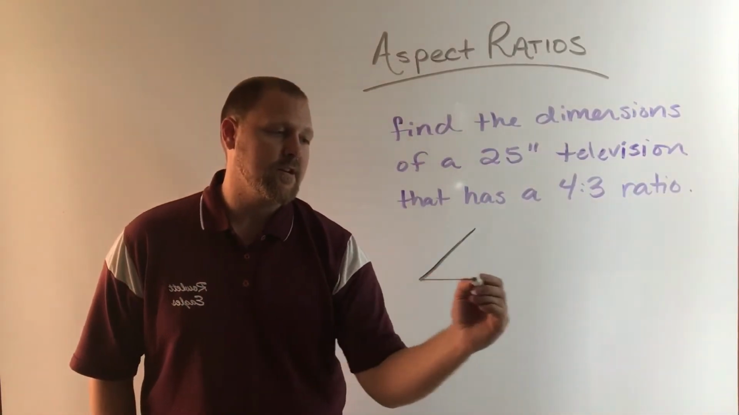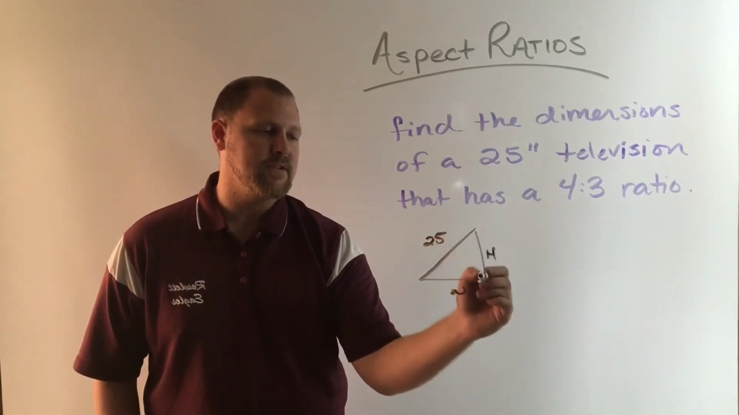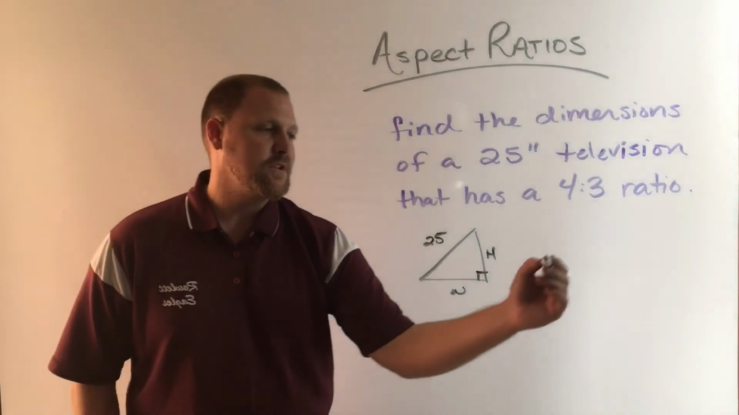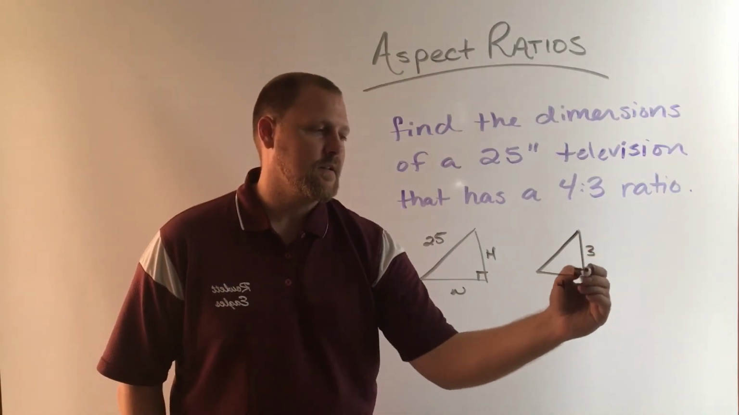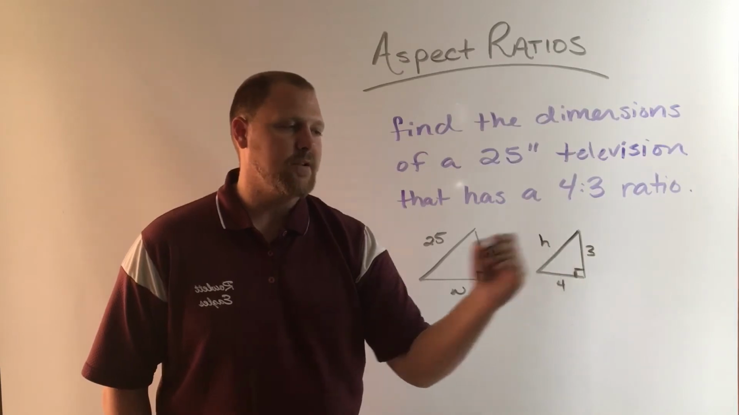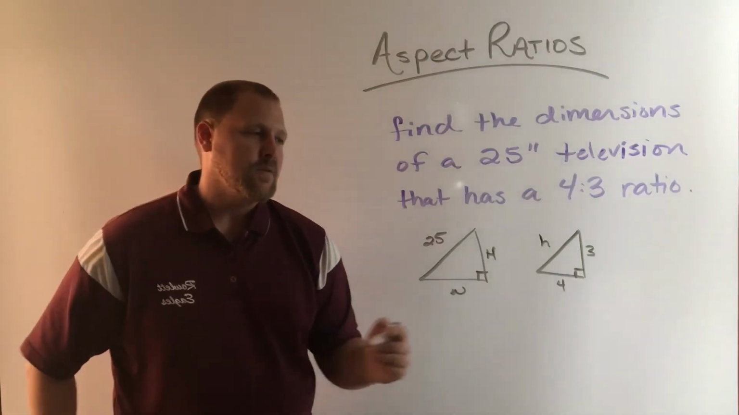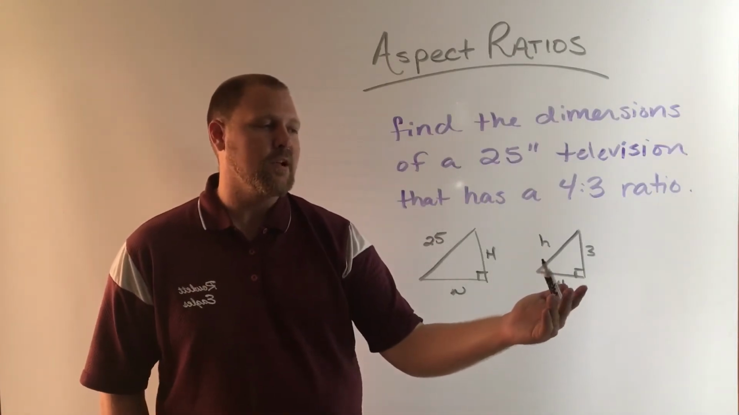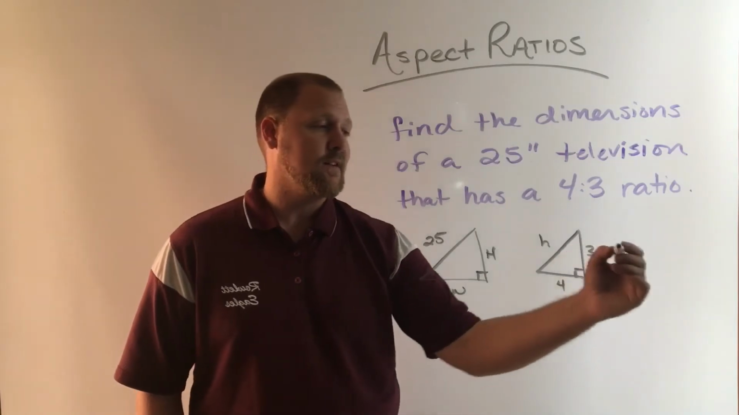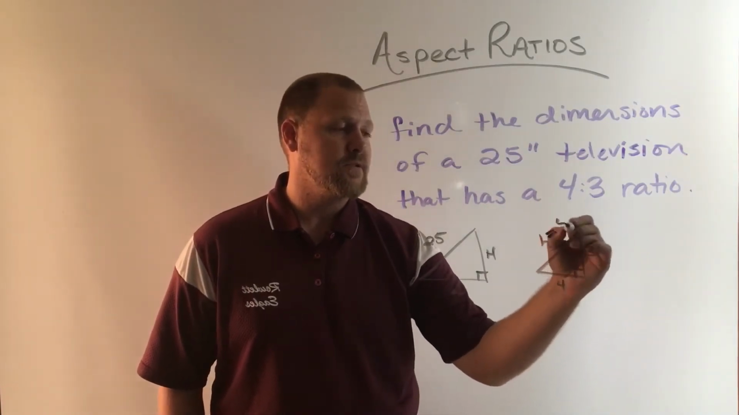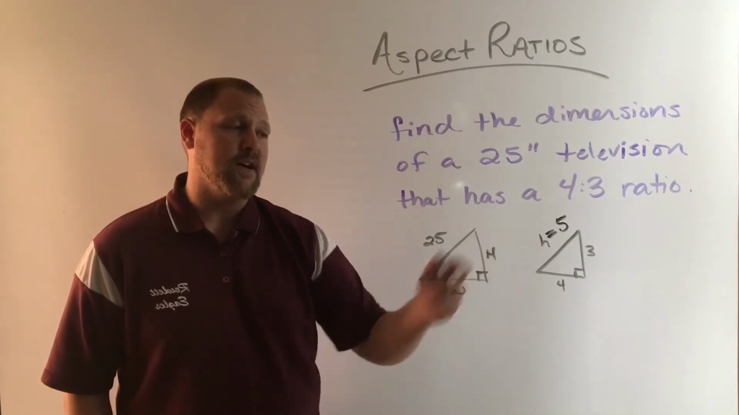Well, you have this triangle. We do not know the width and the height of this 25-inch television screen, but we do know the width and the height of the ratio, but we don't know the hypotenuse of that ratio. I call it the ratio triangle. Well, so we can do Pythagorean theorem real quickly. 3 squared plus 4 squared is 25. Square root of 25 is 5. So here, the hypotenuse of this rectangle, it's also a special right triangle, 3, 4, 5.